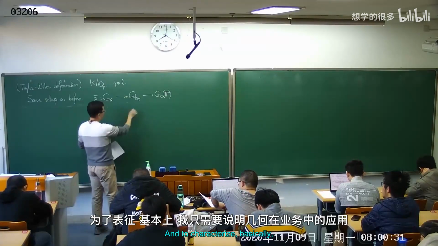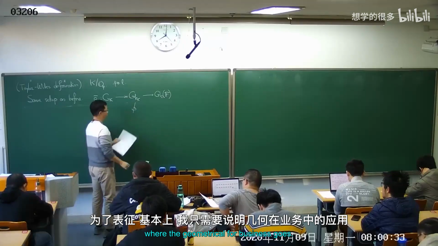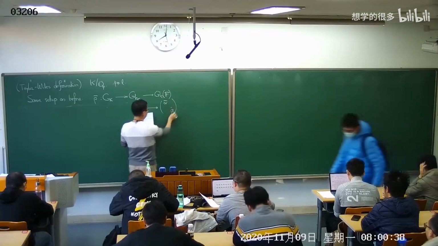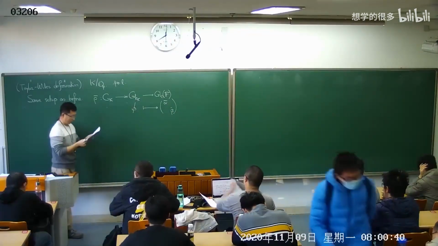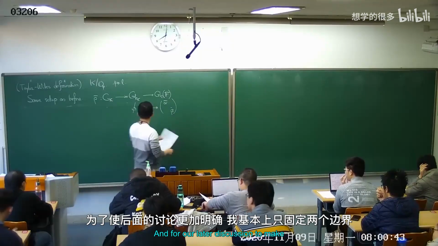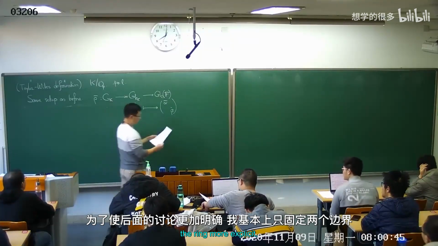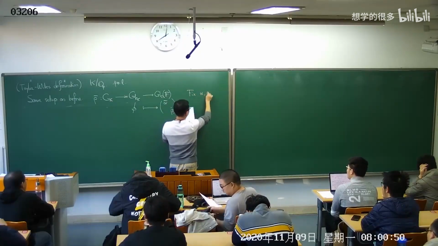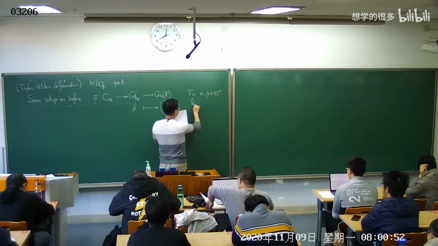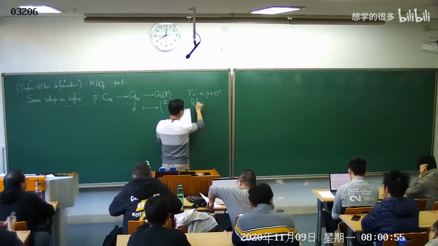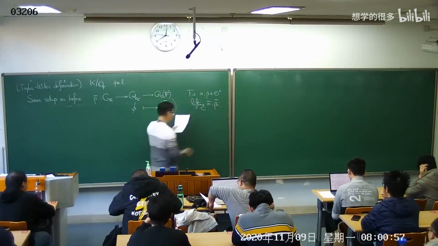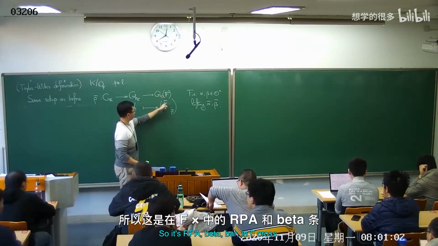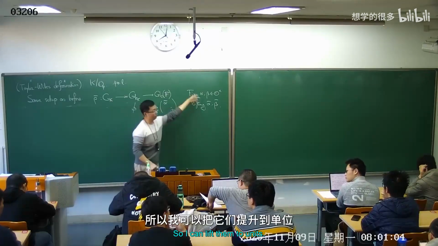And to characterize it, basically I just need to tell you where the geometric Frobenius goes. So let's say it goes to alpha bar and beta bar, for alpha bar, beta bar in F. And for our later discussion, to make the ring more explicit, I'll just fix two lifts. This is in GL2(F), so it's alpha bar and beta bar in F cross, so I can lift them to units.